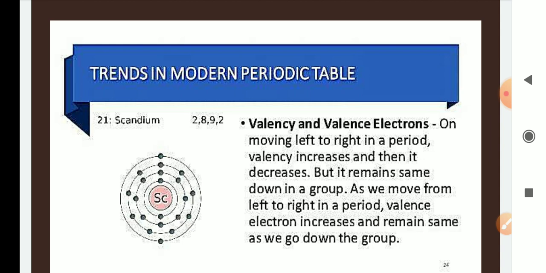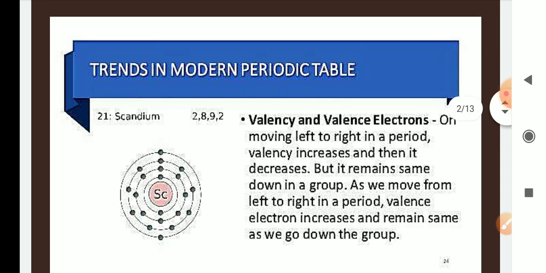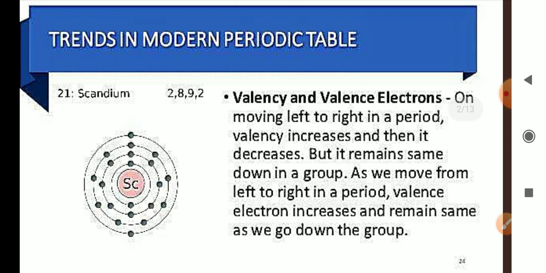Now, trends in the modern periodic table. First of all, valency and valence electrons. The valency of an element is determined by the number of valence electrons present in the outermost shell of its atom. That is, the combining capacity of an element is known as its valency. In a period, if we move from left to right, the valency first increases from 1 to 4 and then decreases to 0.